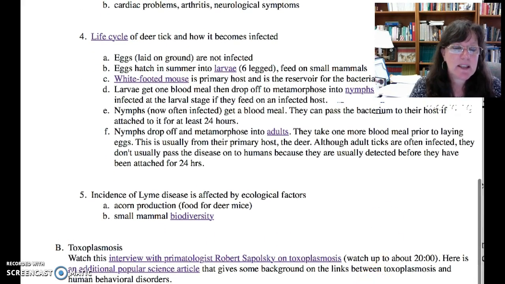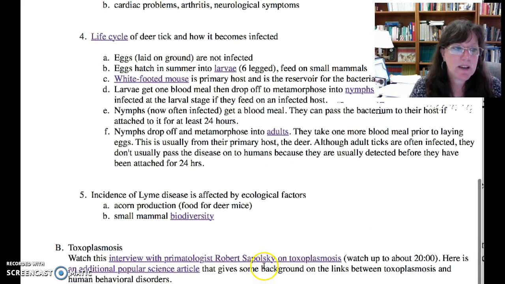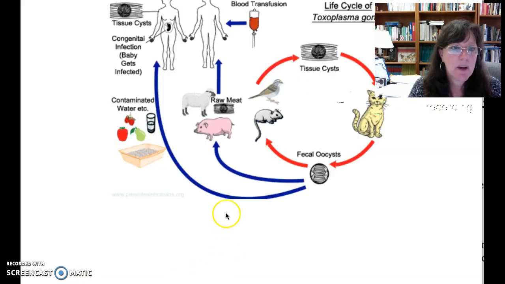The very last thing I want to do is give you a quick introduction to toxoplasmosis. The other things that I've given you to watch and to read have to do with toxoplasmosis. One is an interview with someone who has studied this, and then there's a Popular Science article that also gives you some background. And I wanted to show you a little bit about the life cycle of this critter.